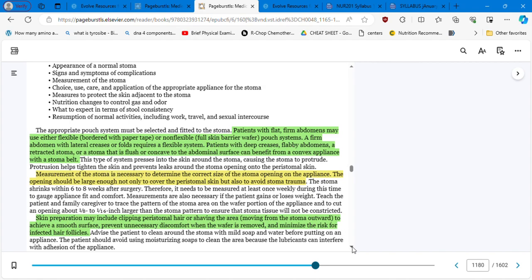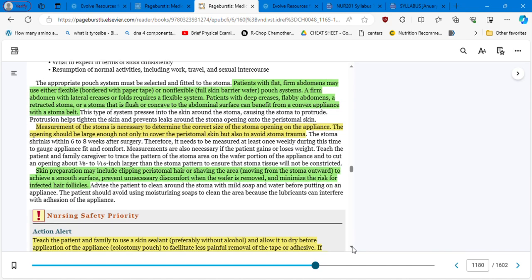So I'm just giving you a few explanations about the different types of stomas and the different types of pouches that are there in the market based on the body type. Measurement of the stoma is necessary to determine the correct size for the stoma opening on the appliance. The opening should be large enough not only to cover the peristomal skin but also to avoid stoma trauma.